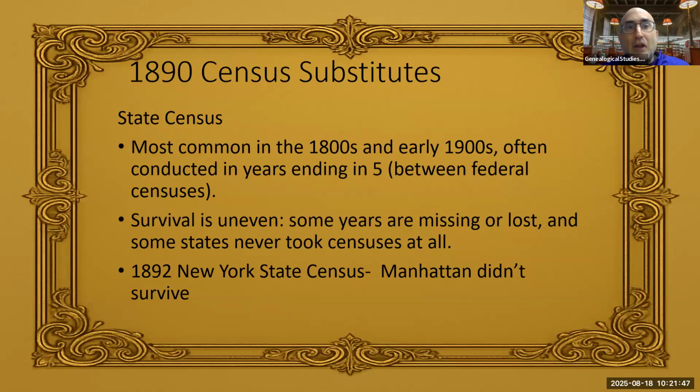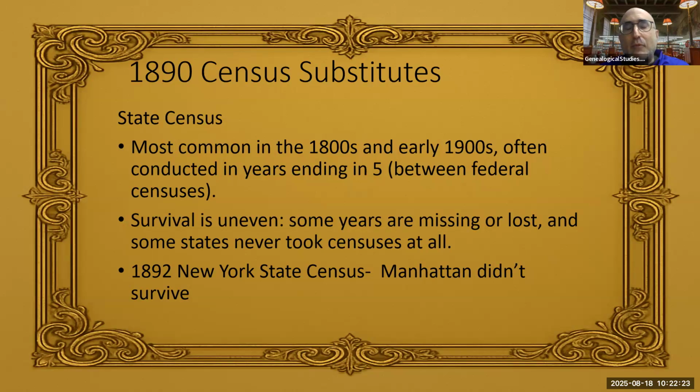Now, what do you do? Because 1890, you have to find your ancestors. Now, for any census, it's the state censuses that are wonderful substitutes. The state censuses were most common from the 1800s to the 1900s, and they're often conducted in years ending in 1885, 1895, 1905. Now, the thing is this, survival of the records is uneven. Some years are missing or lost, and some states never took censuses at all.